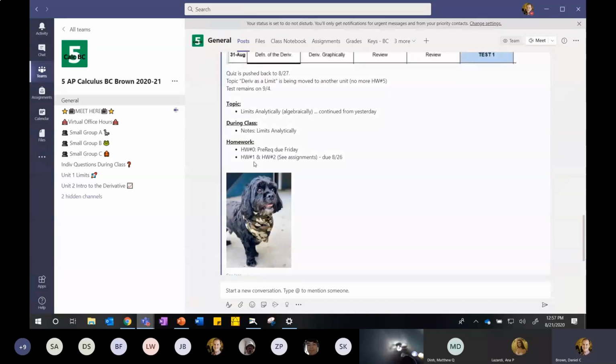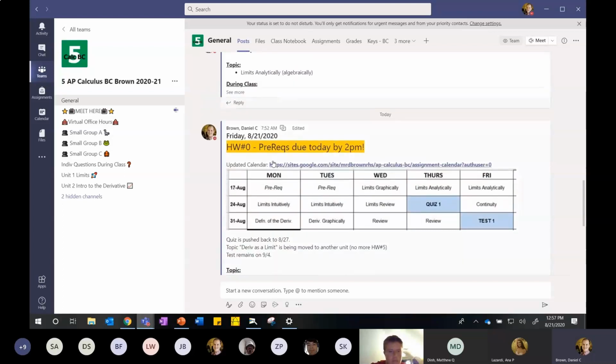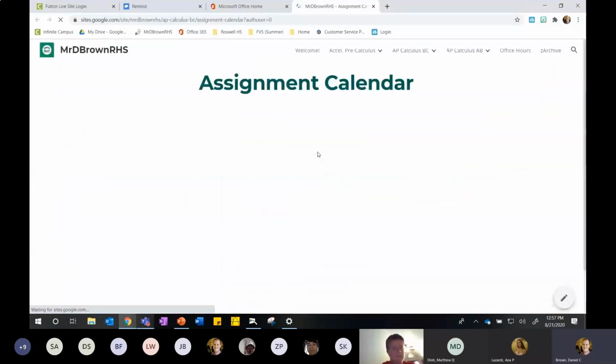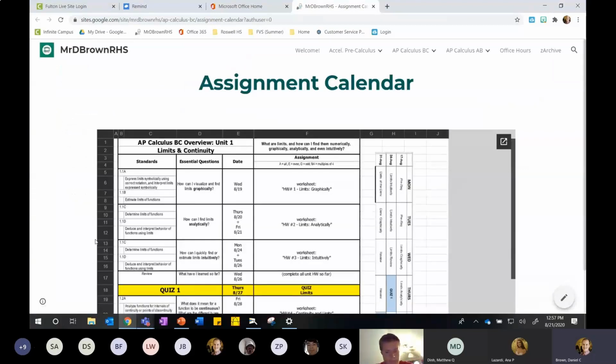Also, the homework you can be working on: you have homework 1, which was the limits graphically, and then you have homework 2, which is going to be limits analytically. I did update the calendars. There's a short version of it, but on my webpage I did post a longer version of the calendar.